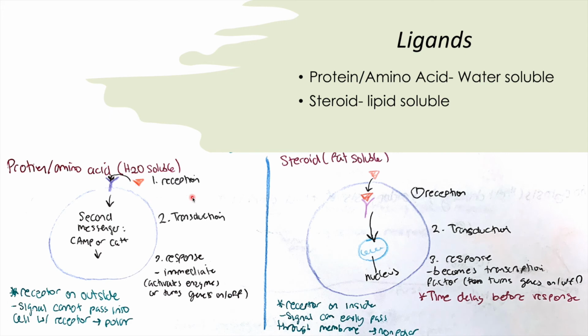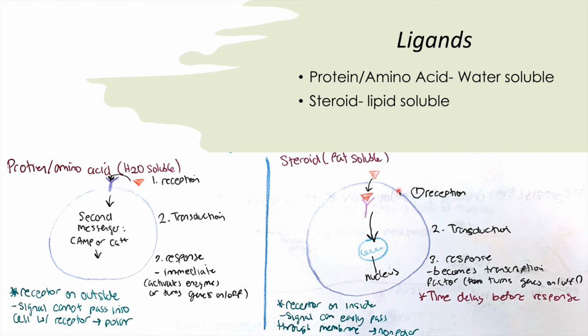Then the multi-step process of signal transduction begins, usually by activating a second messenger. We will discuss second messengers in detail later in the video. Once the second stage of cell signaling or transduction is complete, then comes the immediate response, which can be the activation of an enzyme or the expression or de-expression of genes.